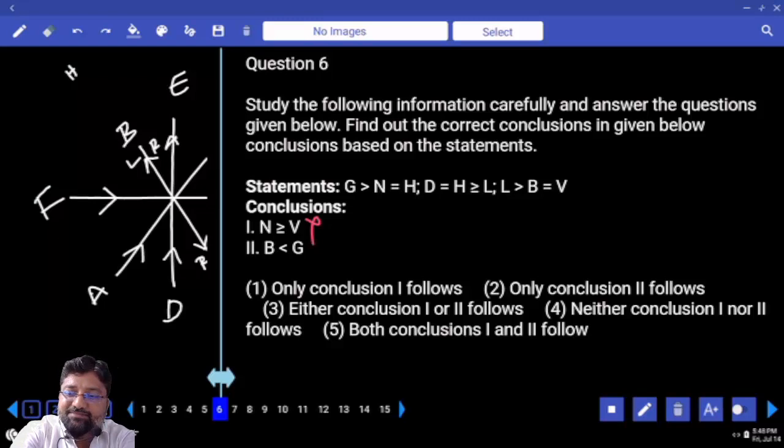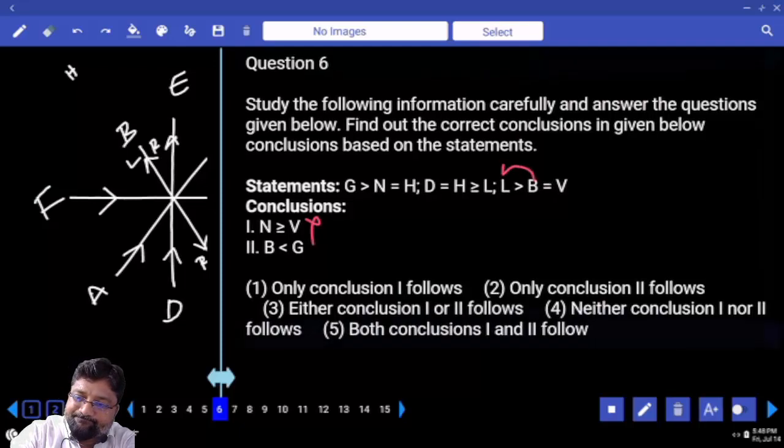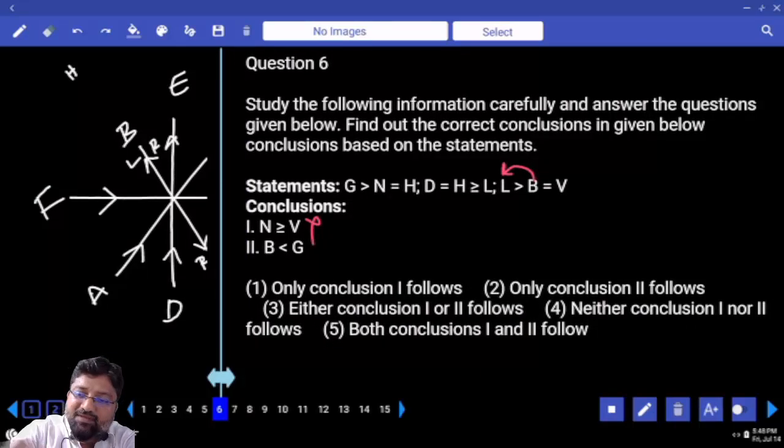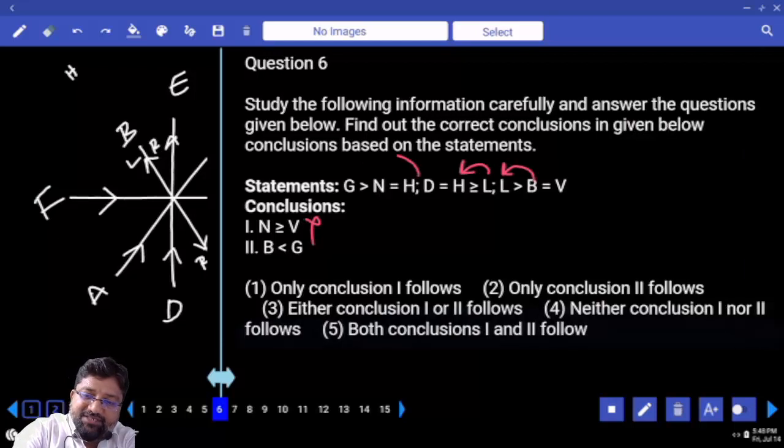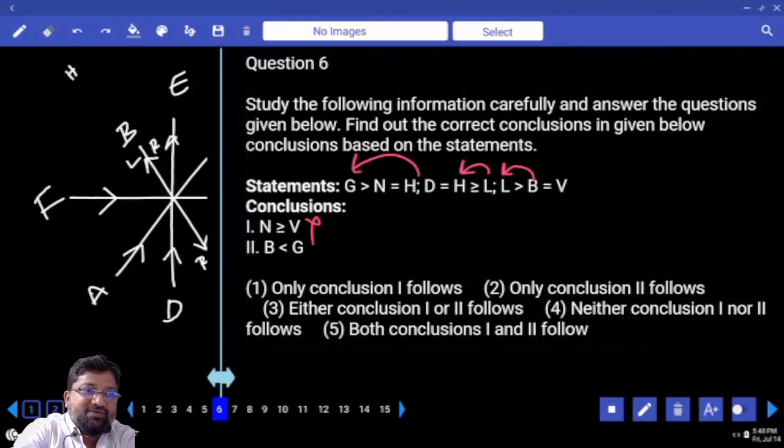B less than G. B less than G. So B is less than L. L less than or equals to H. That means B less than H. Tell me. B less than H. H less than G. What is the answer? B less than G. Right or wrong?